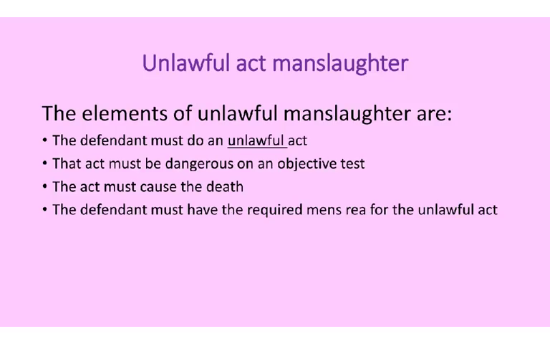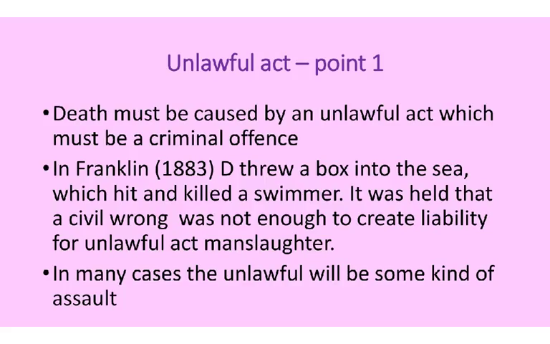So the elements of unlawful act manslaughter are: the defendant must do an unlawful act. The act must be dangerous on an objective test. The act must cause the death, and the defendant must have the required mens rea for the unlawful act. So, point 1 then. For each of the points on the page before, I'm going to go through and discuss them in a bit more detail. So, point 1: death must be caused by an unlawful act, which must be a criminal offence.